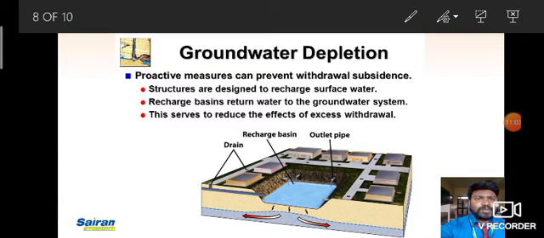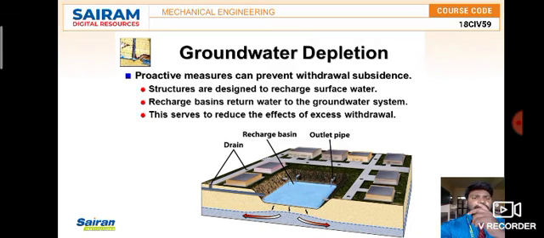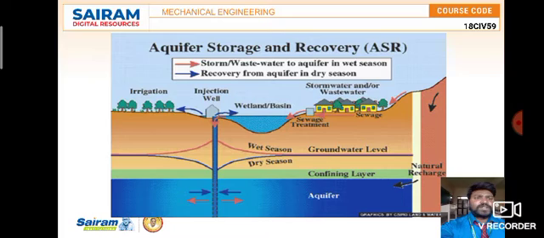Proactive measures can prevent withdrawal subsidence. When depletion takes place, how does it look? There will be a recharge basin and an outlet pipe through which the recharge takes place. Water will be recharged through the outlet pipe. Next is aquifer storage and recovery.